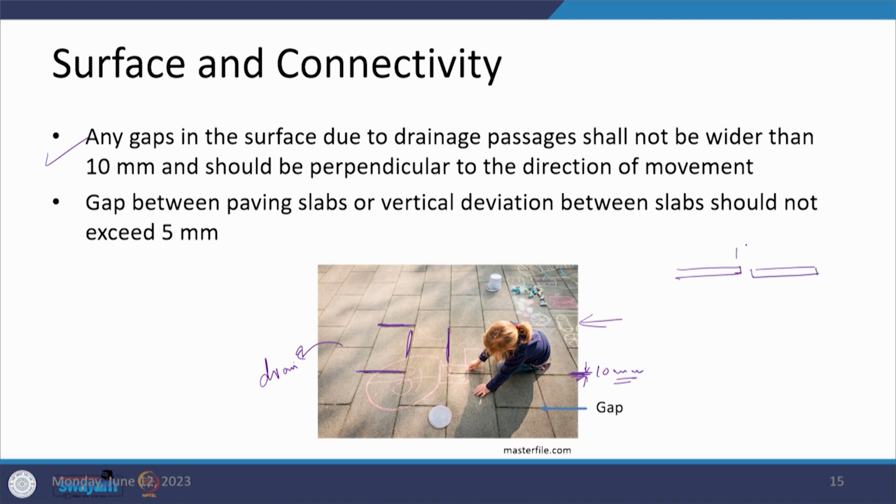So, we just talked about this gap of 10 mm, but another important aspect is whether there is a deviation or difference between the level of these two tiles which have been placed side by side. If this is more than 5 mm, then that is going to be a problem. The person's leg will hit at this point and again it may create a movement disorder. So, that should be taken care of.